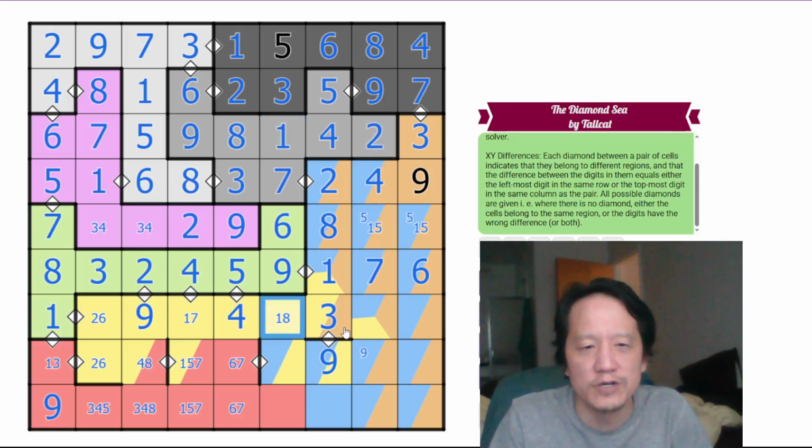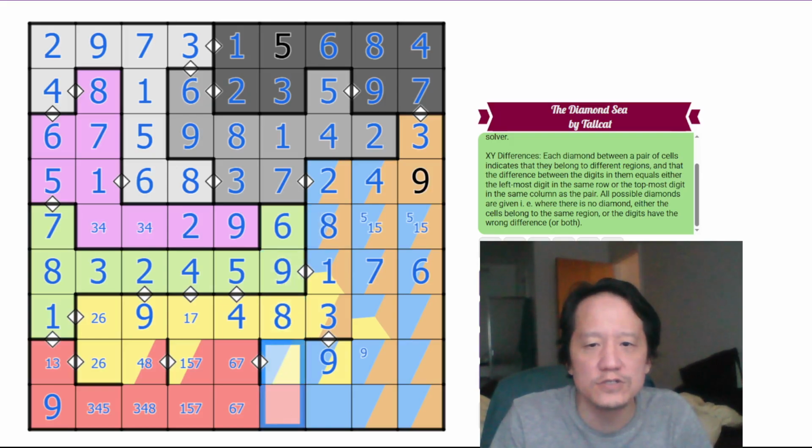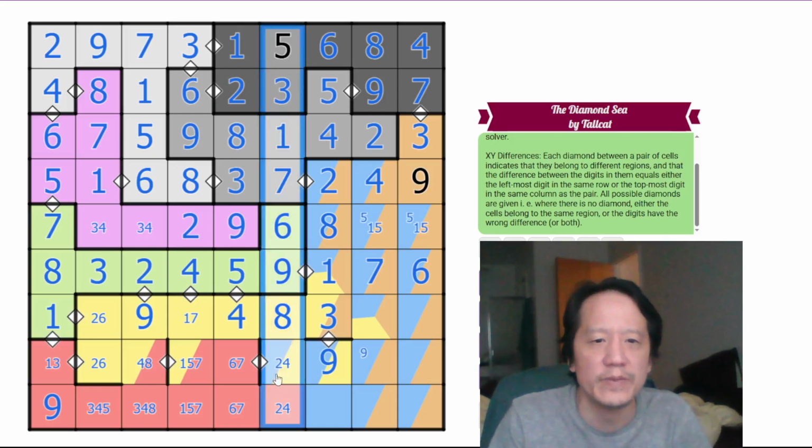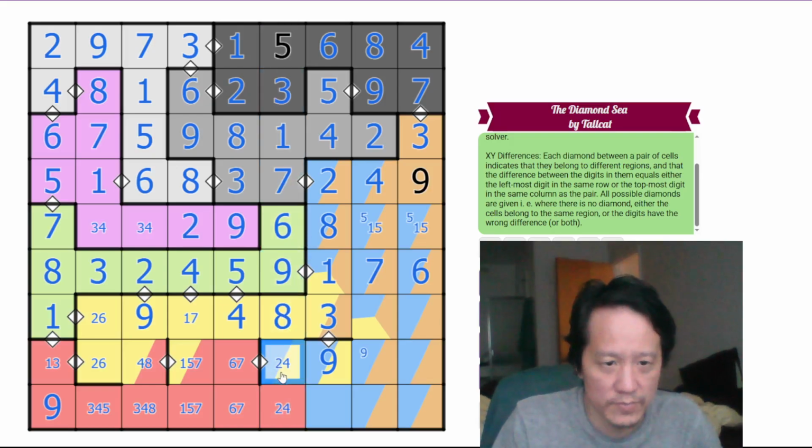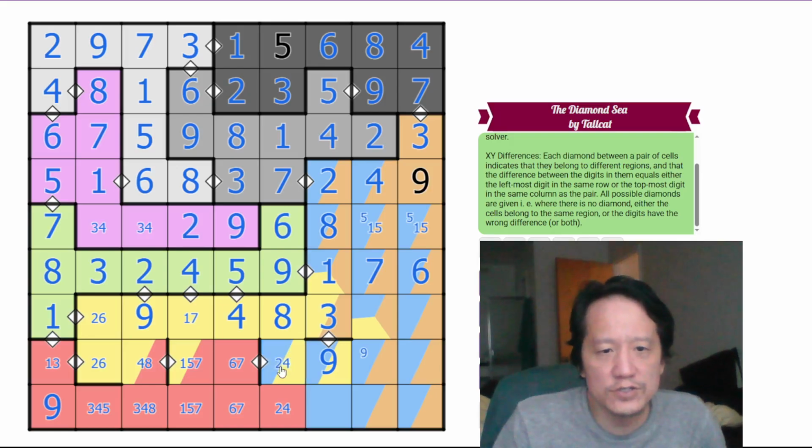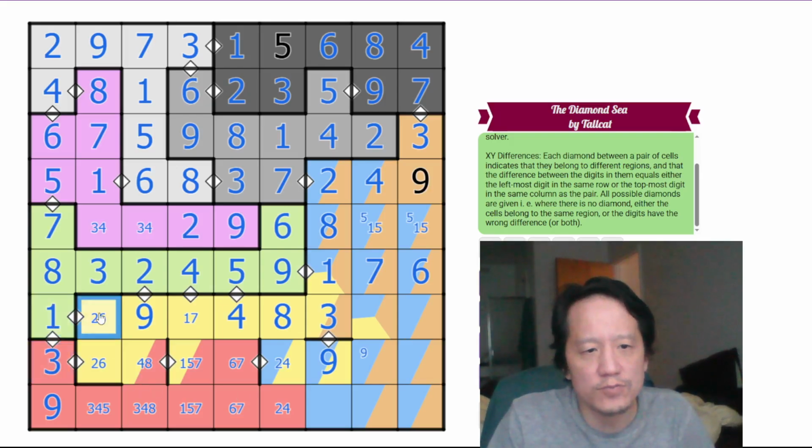That 1 eliminates 1 here, so this is 8. That leaves just, what other digits remaining? 2 and 7? No, 2 and 4 in column 6. This 2 is not 1. Okay, this is 3. So this is 3. This is a 1, 2.